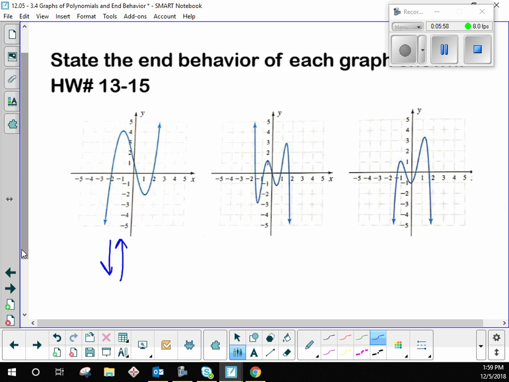What about the second graph? Up, down. Last one. Down, down. Okay. That's the entire section. Any questions about that section? No, I don't think so.